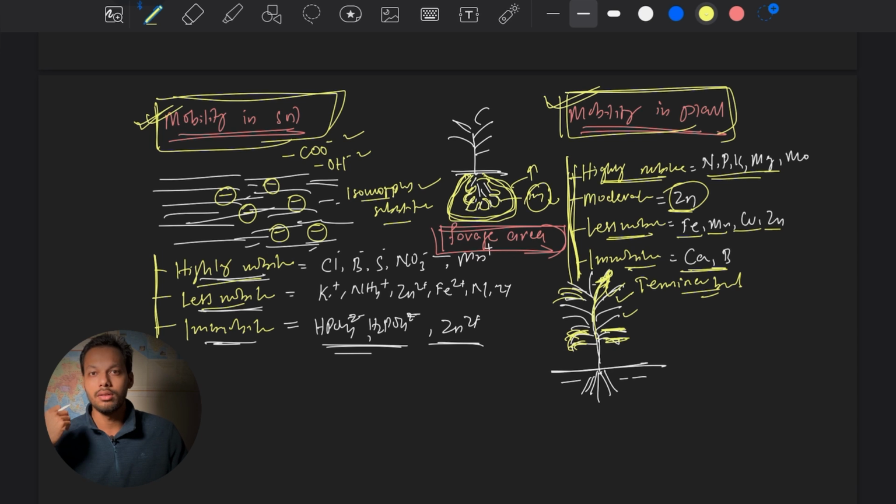But in case of low mobility nutrient in the plant, the nutrient cannot move to the younger part, so the nutrient deficiency will be confined to the younger leaf. Younger leaves require that nutrient most, and these nutrients are less mobile or immobile, so they will be restricted to the older leaves and cannot move to the upper leaves. So the deficiency symptom you will get in the younger leaves. For the less mobile nutrients like iron, manganese, copper, zinc, and immobile nutrients as well, you will get the nutrient deficiency at the bud region or apical region or terminal region, for calcium and boron.